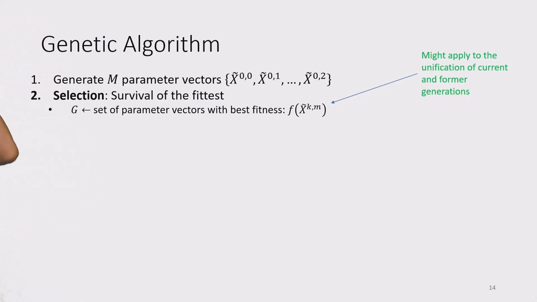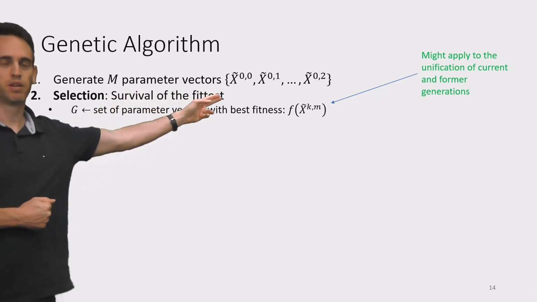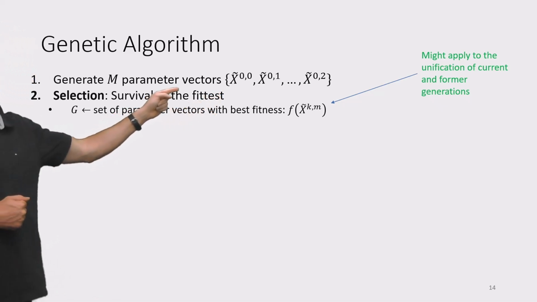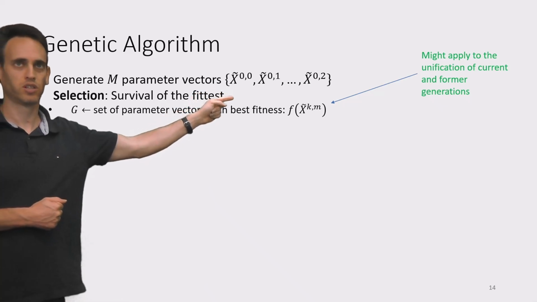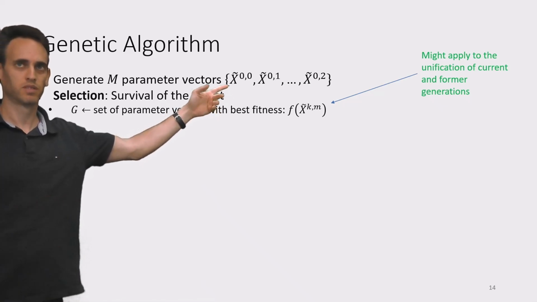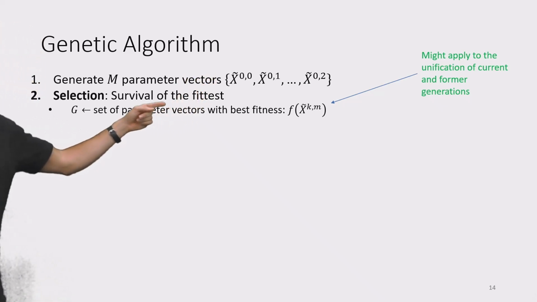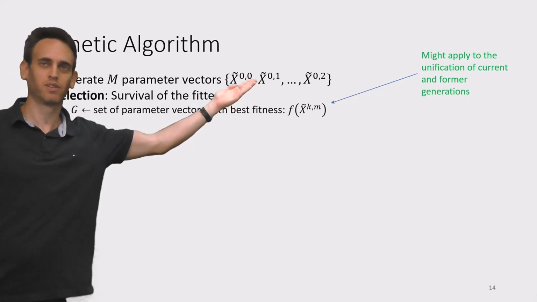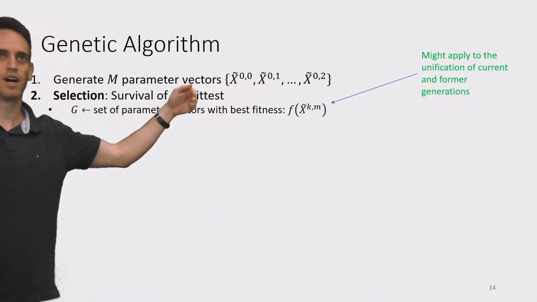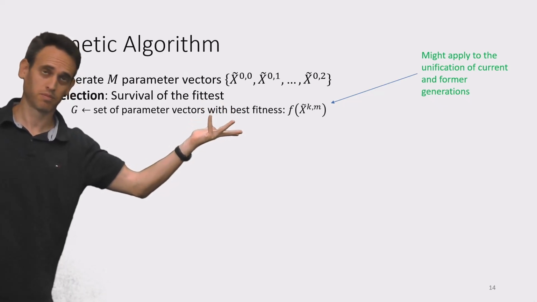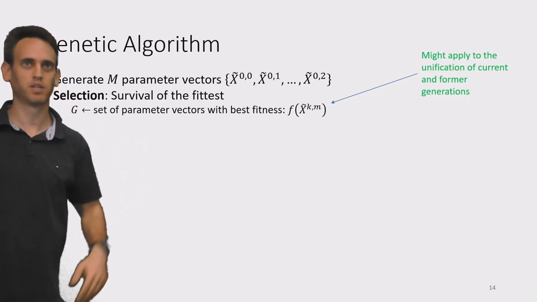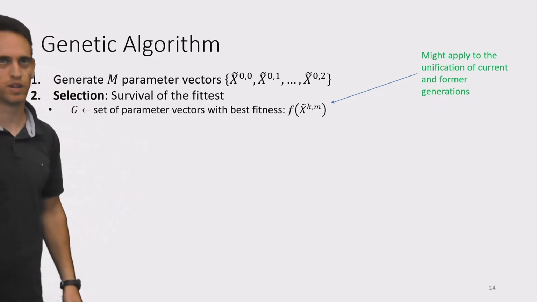So in a genetic algorithm, we generate m parameter vectors that we're going to sample from the true function. Then we're going to select from this generation, this set of m parameter vectors, the best performing individuals, the vectors that resulted in the highest value for our objective function, if we're trying to maximize, of course. Else, if we're trying to minimize, we'll just choose those with the lowest values.